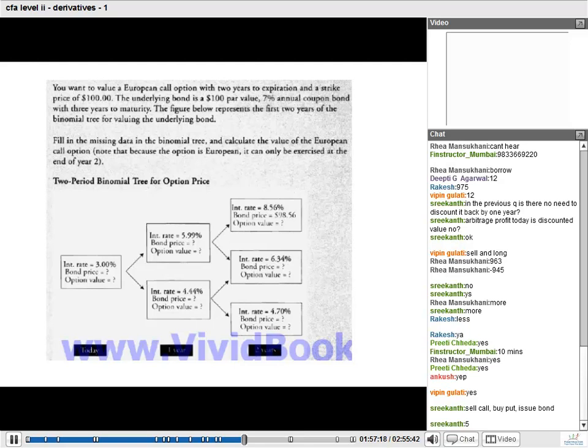So the option is a 2-year option. So the option expires after 2 years. However, this bond is a 3-year bond. The underlying bond is a 7% annual coupon with 3 years remaining to maturity. So the underlying bond is a 3-year bond.